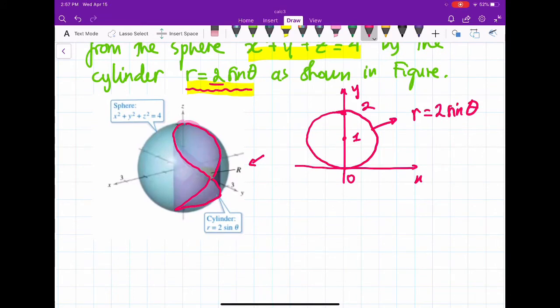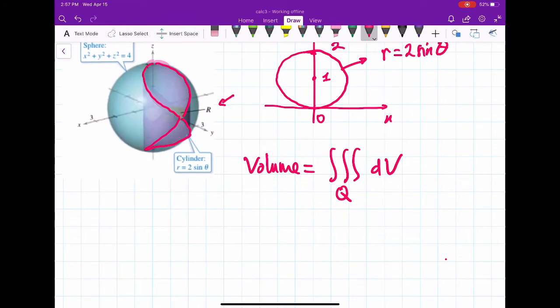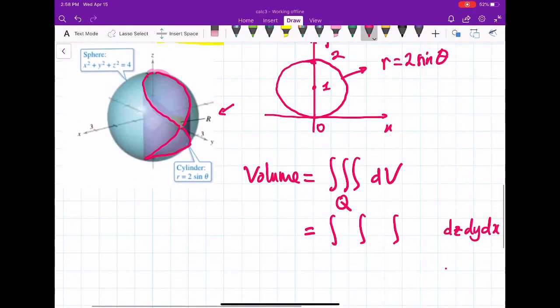Firstly, we need to write the integral of the volume. And we know that the volume is equal to the triple integral over Q, where Q is our solid region, dV, right? So we need to rewrite this integral in terms of iterated integrals. Let's do that first, and then we move from rectangular coordinates to cylindrical coordinates. So you may choose dz, dy, dx. That's what we used to do, right? So I need to find integration limits for x, for y, and for z. Make sense? All right, look at this. How to find that?